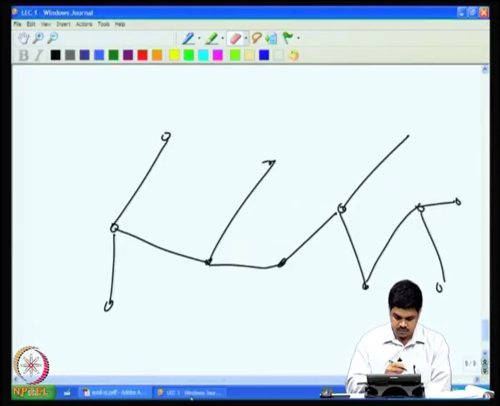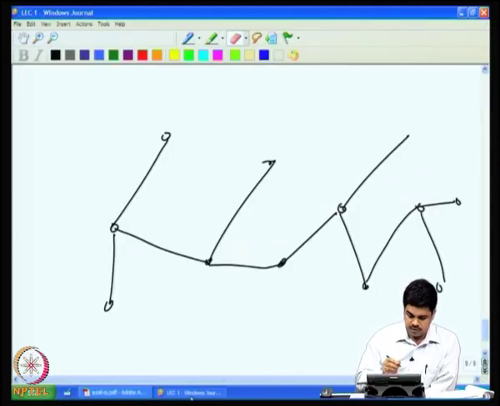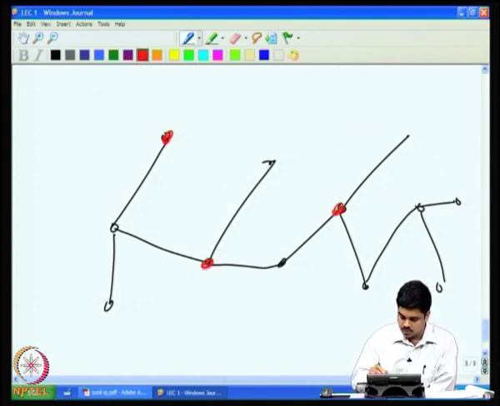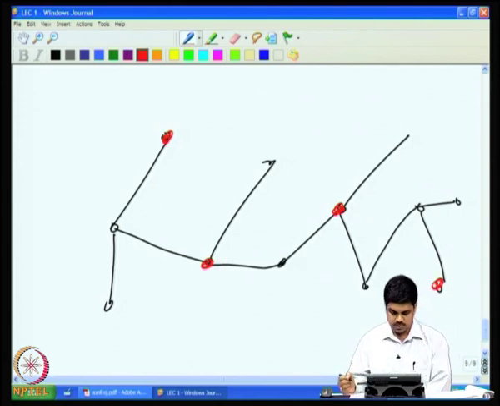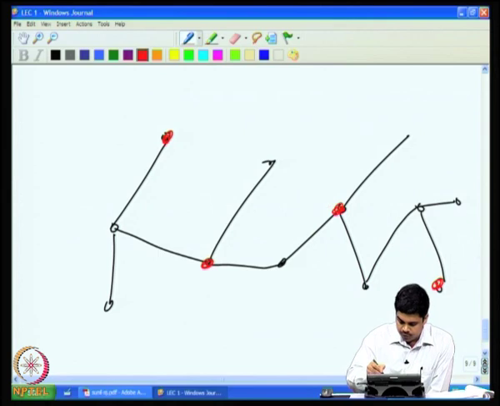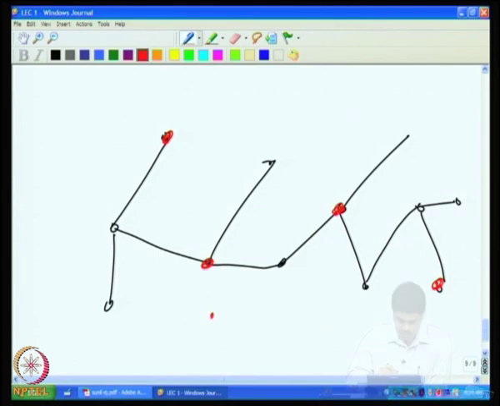So, for instance, in this graph we can consider some of these vertices, this one, this one, this one, this one. These 4 vertices. If I consider the induced subgraph on these 4 vertices, we will just get something like this, right.